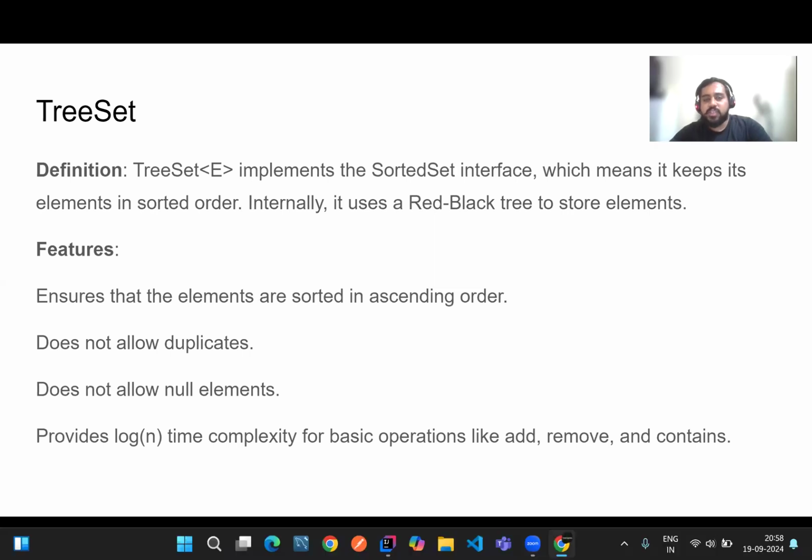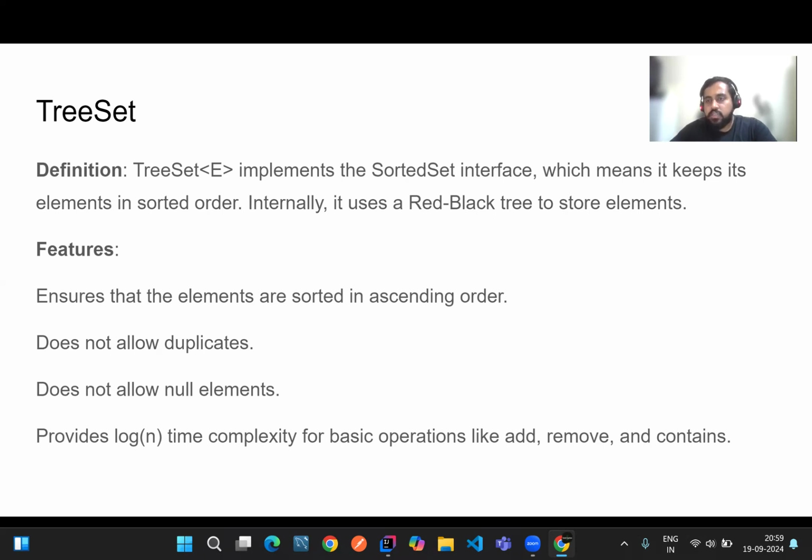Let's see another type, TreeSet. What is the difference between TreeSet, HashSet, and LinkedHashSet? In HashSet, insertion order is not there. LinkedHashSet is similar to HashSet, but insertion order is preserved. In TreeSet, the elements will be sorted. TreeSet implements the SortedSet interface, which is a child interface of the Set interface. Under this, the TreeSet class comes. This means it keeps elements in a sorted order, by default ascending.